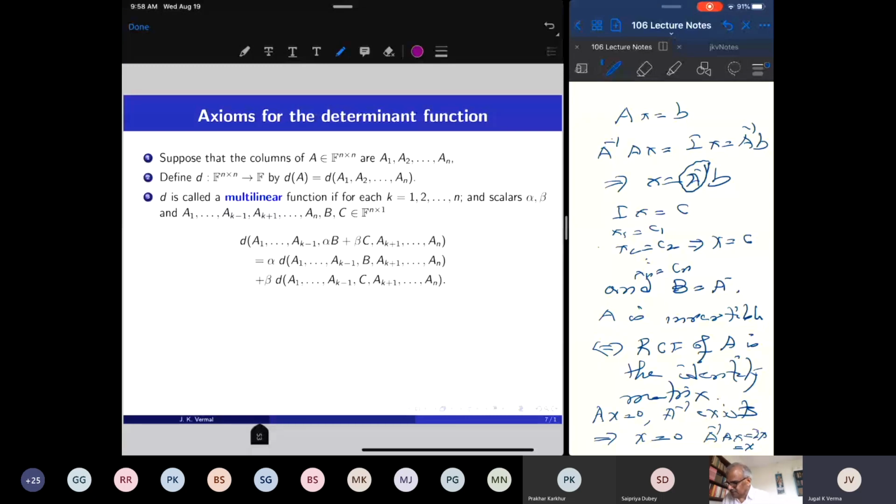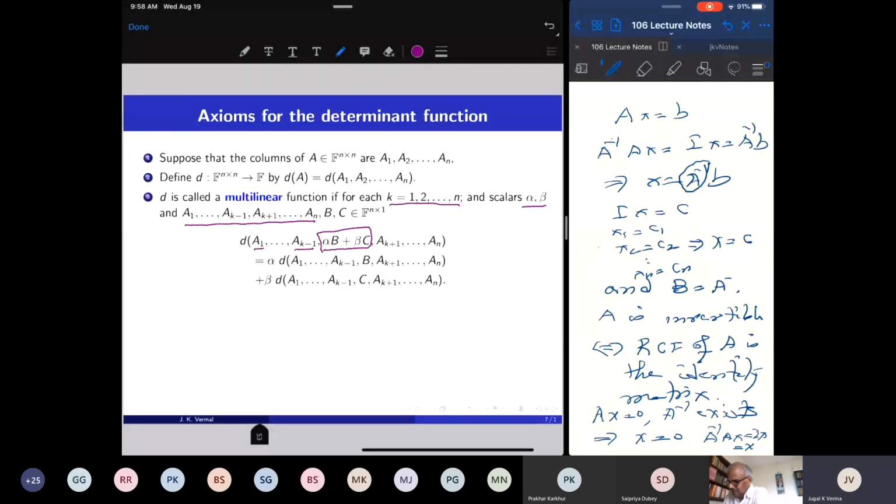It's called a multilinear function if for every k and all scalars alpha, beta, and these column vectors a1 to an of the matrix, and b and c are other column vectors. Look at the matrix whose column vectors are a1, ..., a(k-1). These are the first k minus 1 column vectors of the matrix. But the kth column vector is this linear combination of b and c. Okay, alpha b plus beta c.